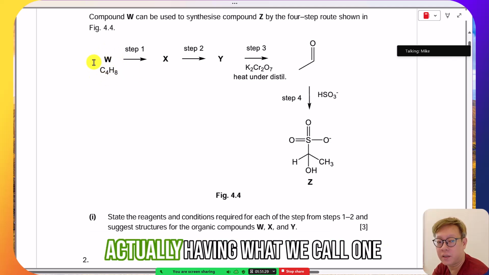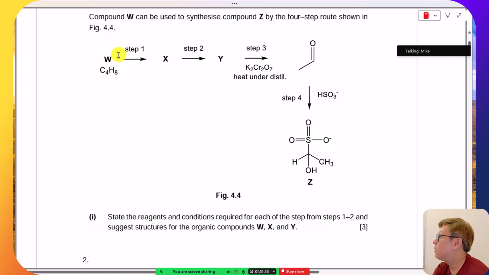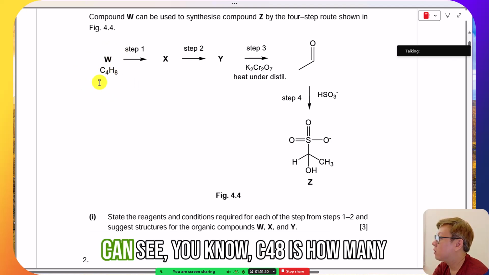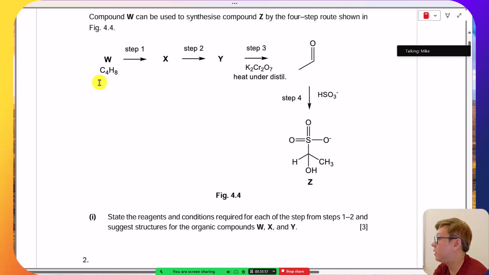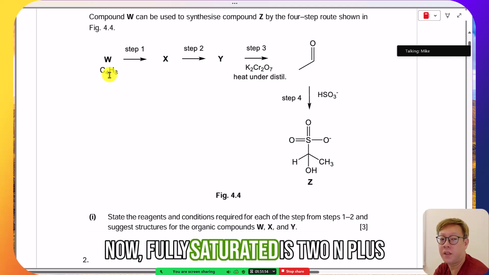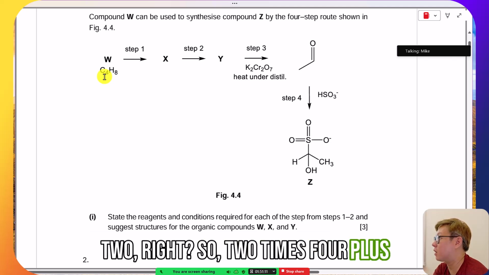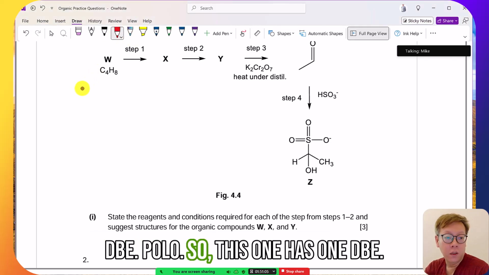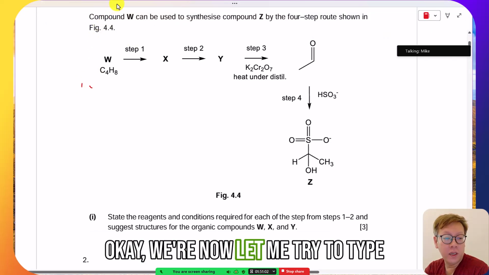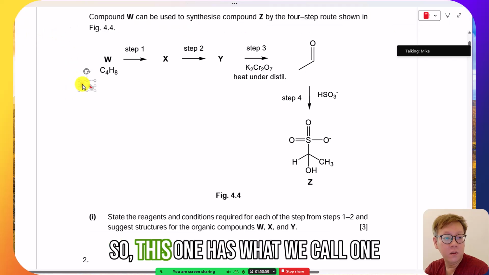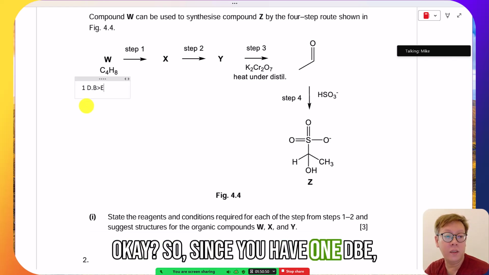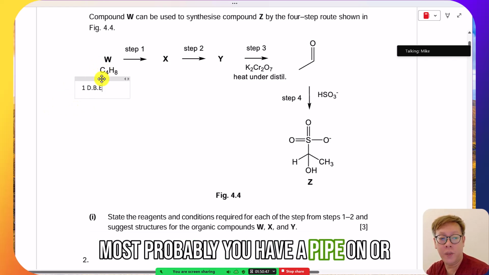Now remember, this is actually having what we call one... How many DBE? Can see or not? C4H8 is how many DBE? Now, fully saturated is 2n plus 2, right? So 2 times 4 plus 2 is 10. So this one only has 1 DBE. Follow? Okay, wait, let me try to type, easier. So this one has what we call 1 DBE.